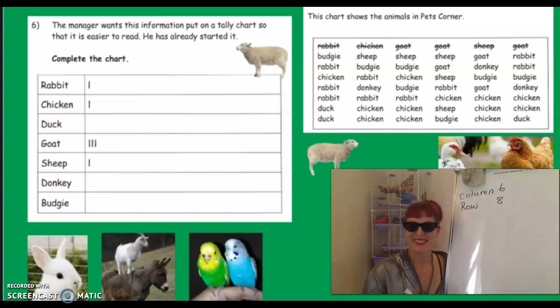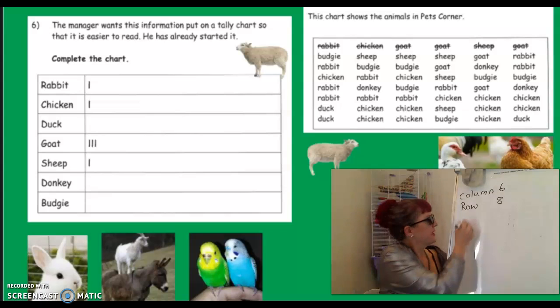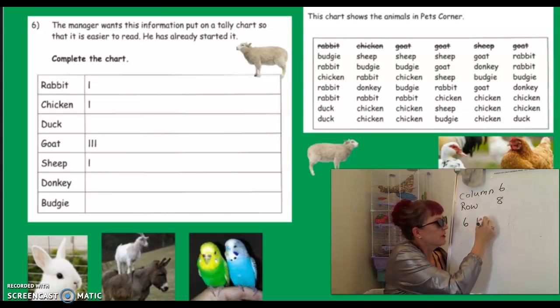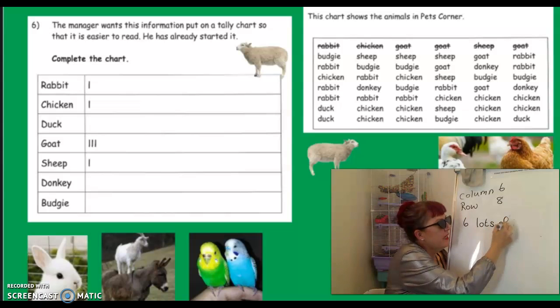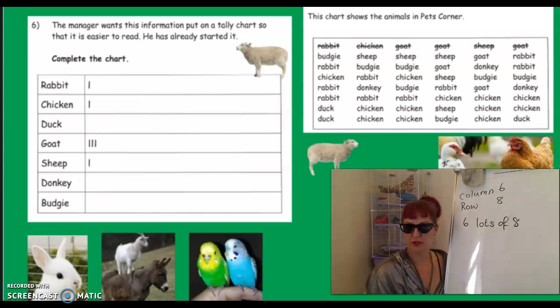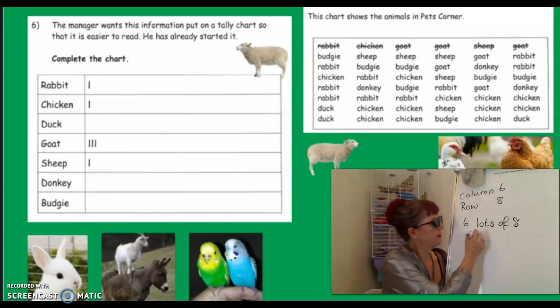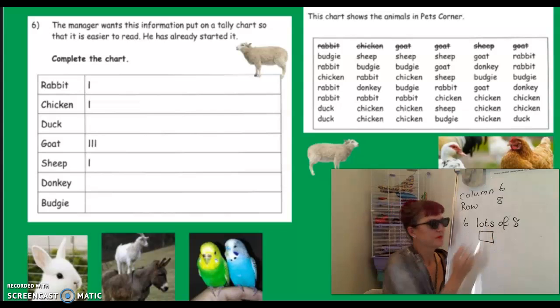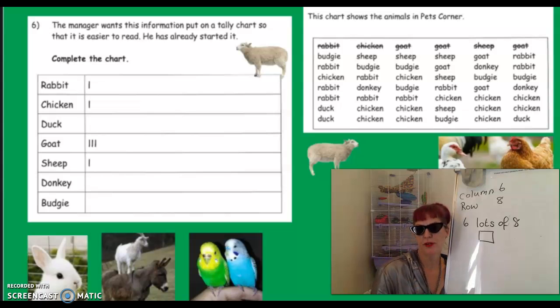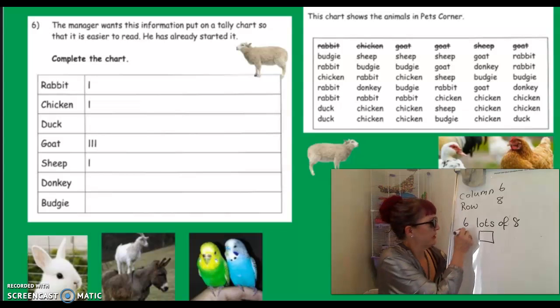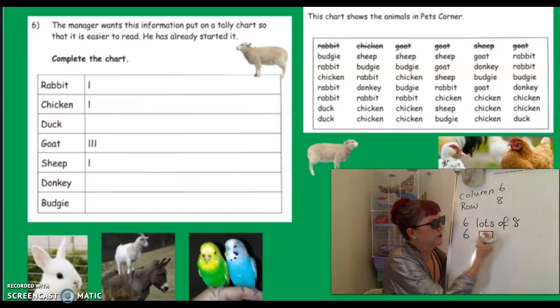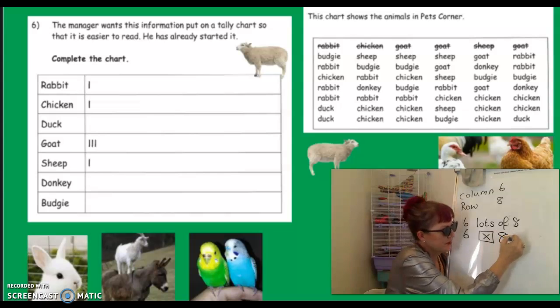I'll be writing this down with my illustrations. So what I'm going to say is I have 6 lots of 8 rows, you could say. What was another word for the lots of button on the calculator? The repeated addition, the multiply, the times, the lots of button. That's why some people call it that. So I've got 6 lots of 8 equals.